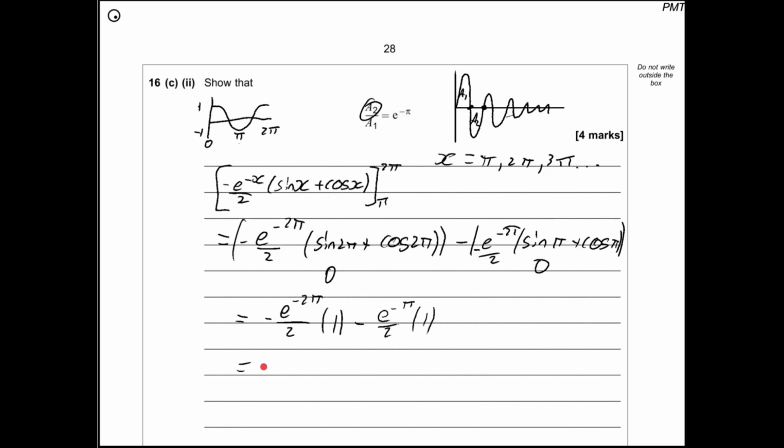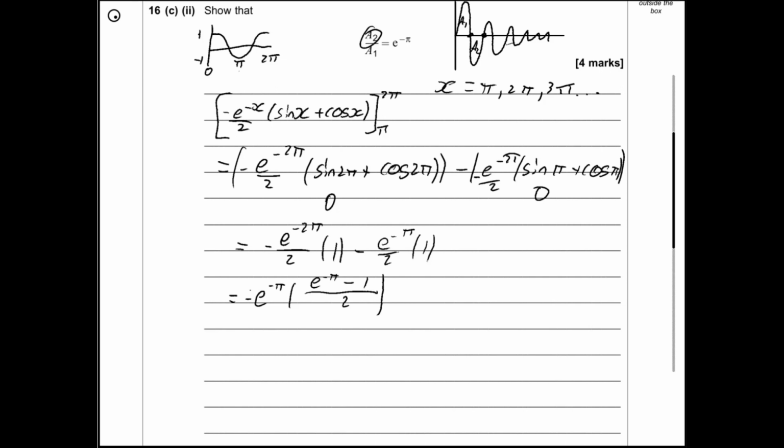So we can take a factor. So actually it was right, yeah. We can take a factor of e to the minus pi out of here. And then we're left with e to the minus pi from here minus 1 over 2. Obviously don't forget the minus. Probably need to separate them. And that's A2. That's what A2 is equal to.